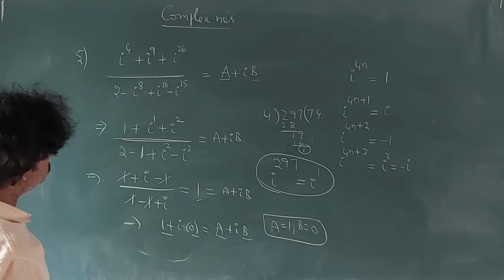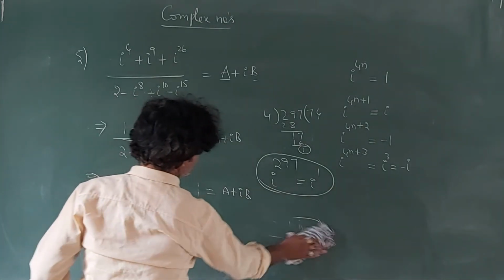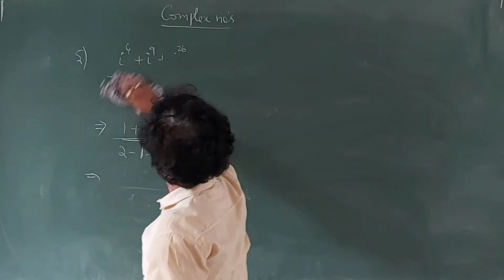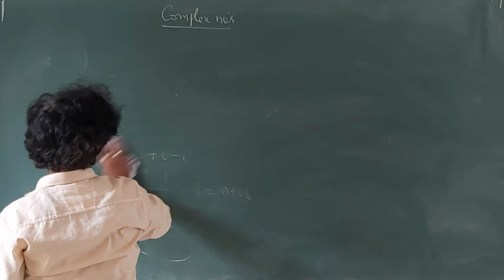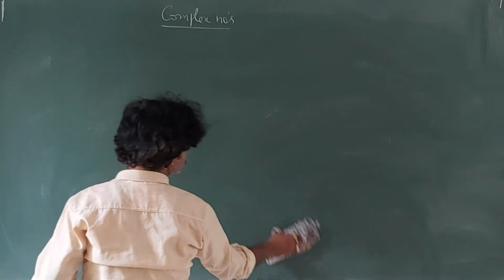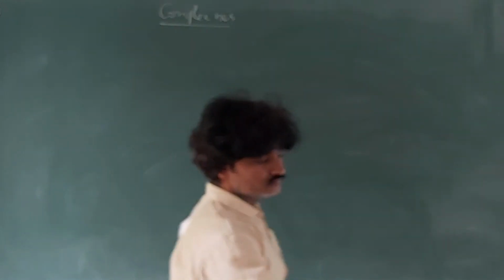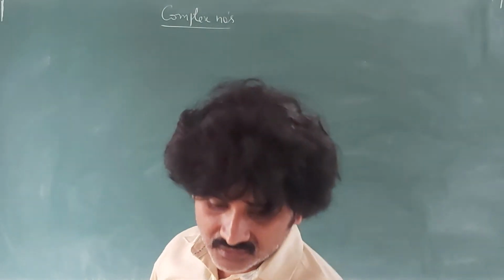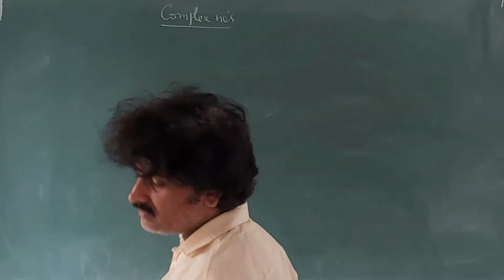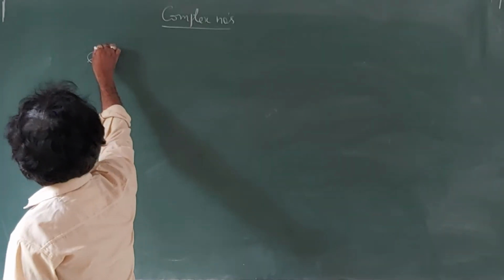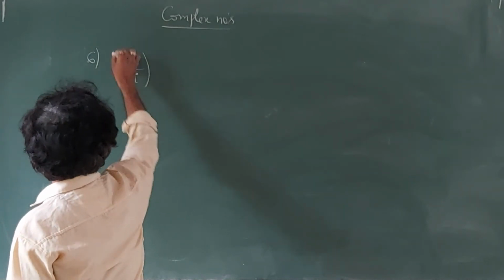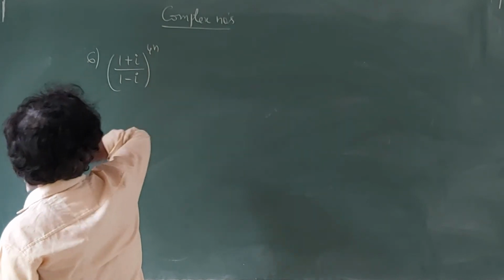Okay, right? Now let us come to the next problem. Come to the next. The value of 1 plus i by 1 minus i, whole power 4n, is equal to what?